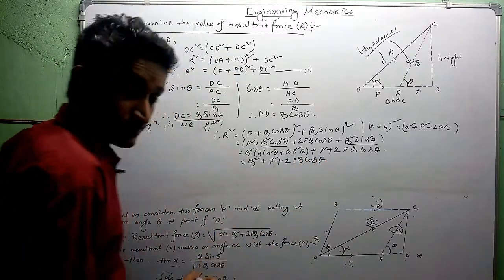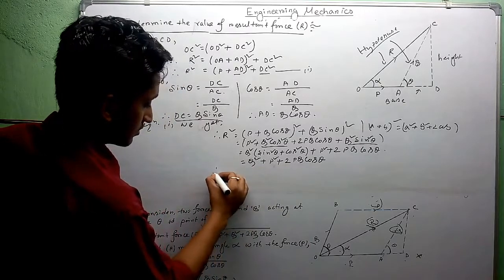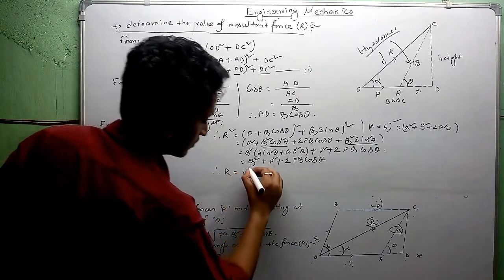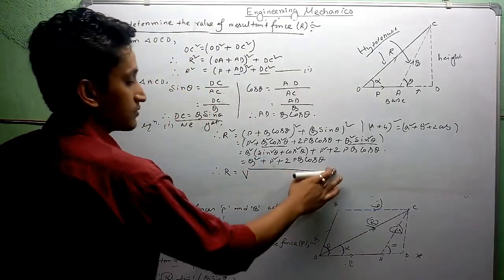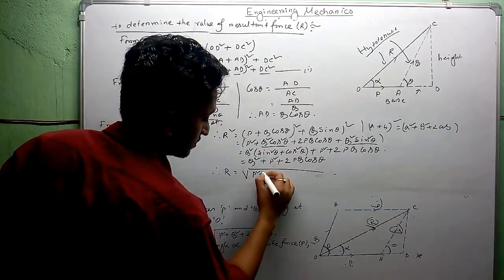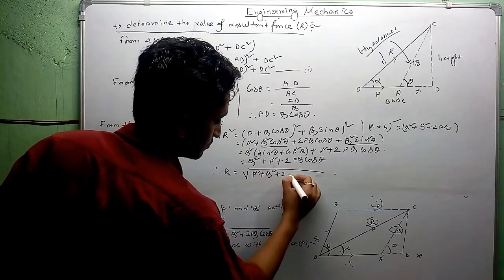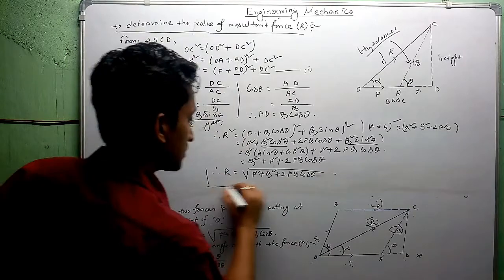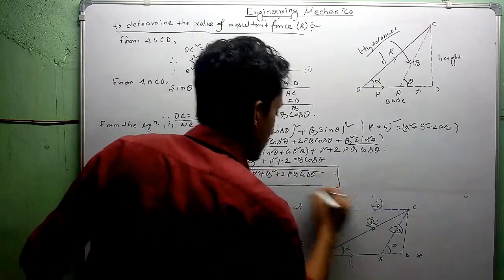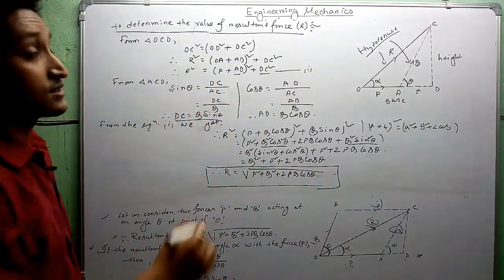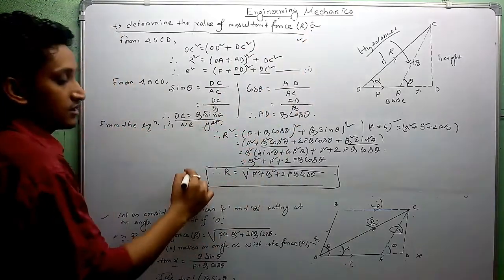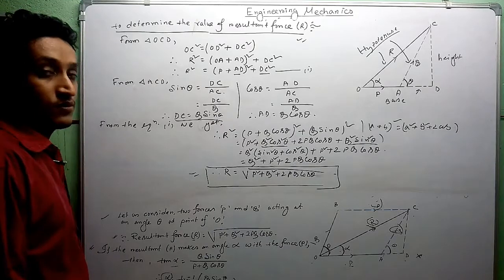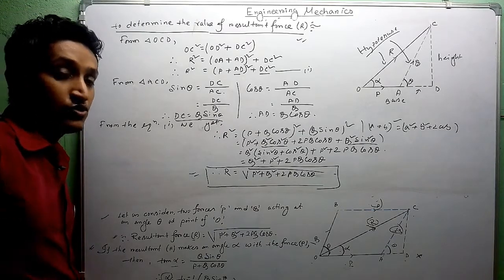And then what is the value of R? R is equal to root of P square plus Q square plus 2PQ cos theta. Here is the determination of the value of resultant force R, that is, the value of R is equal to root of P square plus Q square plus 2PQ cos theta.